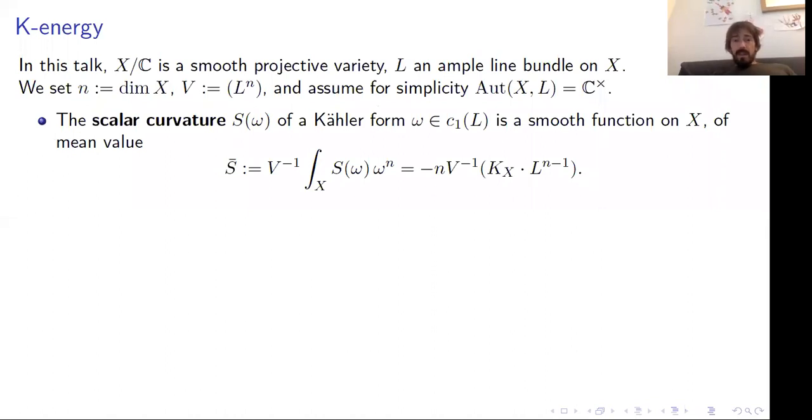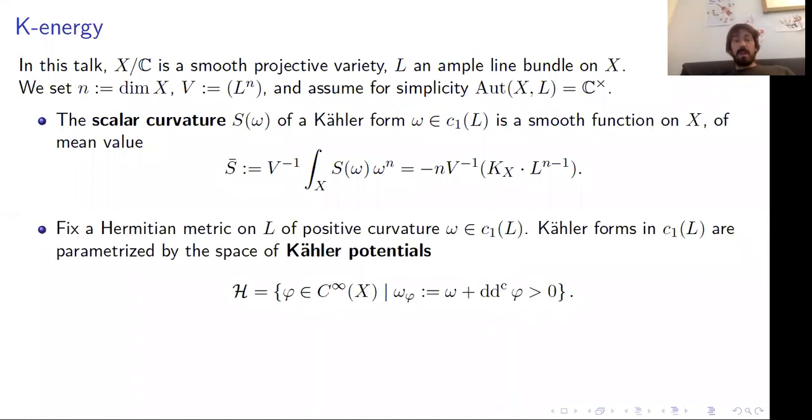So first of all, if you start from a Kähler form omega in the given cohomology class, the first Chern class of L, then viewed as a Kähler metric, it has a Ricci curvature and then a scalar curvature, which is a function that you get by contracting the Ricci curvature. And this function S of omega, the scalar curvature, has a mean value which is known in advance, but can be expressed as a simple intersection number, S bar, as written here. That's basically the subdominant term in the Riemann-Roch theorem for the dimension of the space of sections of L.